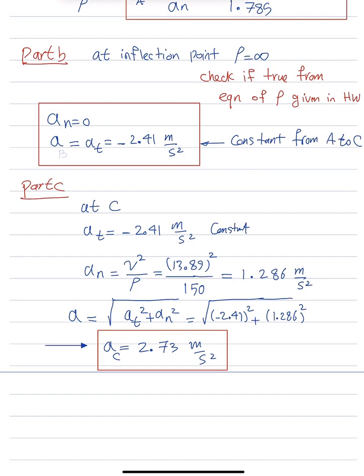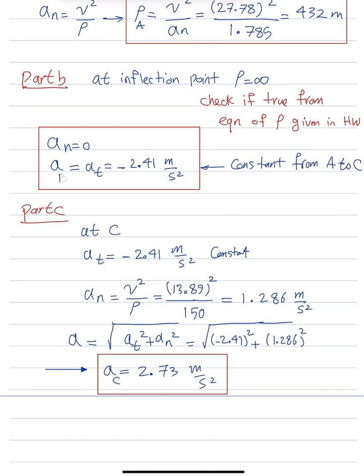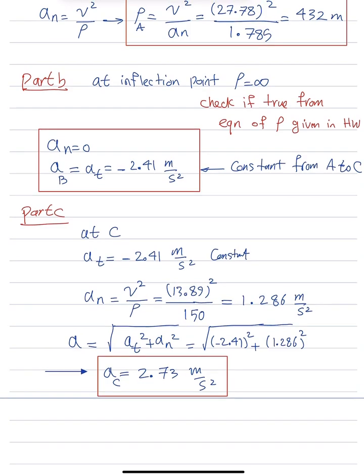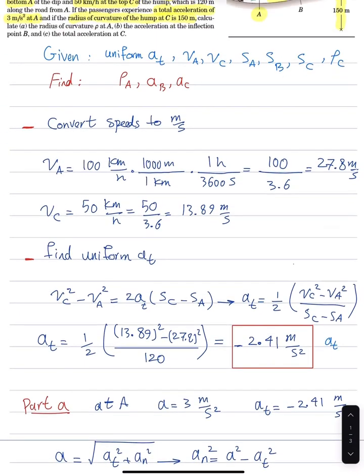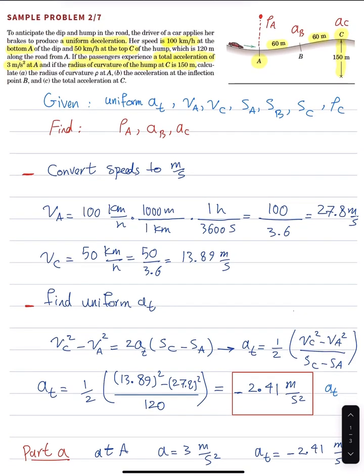Also, let me go back to part B and just write down that this was AB. And yeah, so that's how you would solve a problem like 2-7. It's a really good example, so definitely try to do it on your own again.